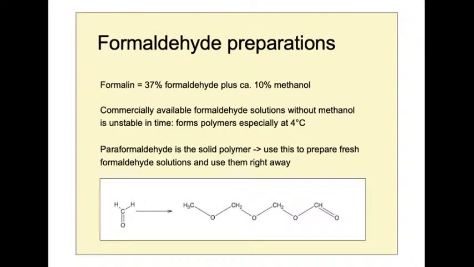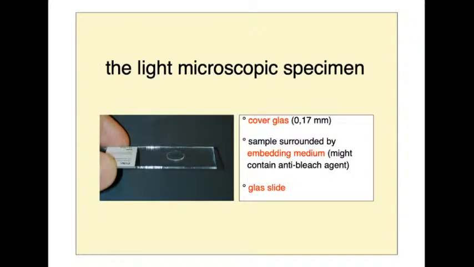For formaldehyde preparations, you have to take 37% formaldehyde plus 10% methanol, because commercially available formaldehyde solution without methanol is unstable over time. Paraformaldehyde is a solid polymer used to prepare fresh formaldehyde solutions and use them right away for experiments.